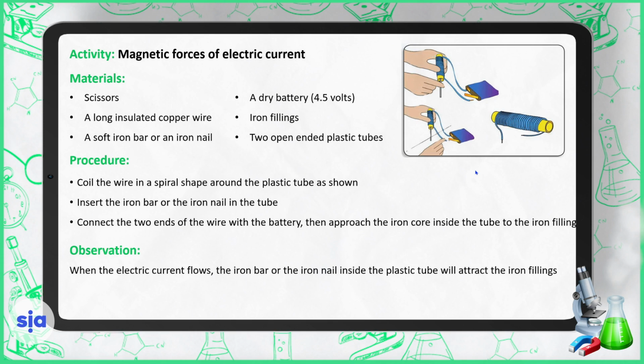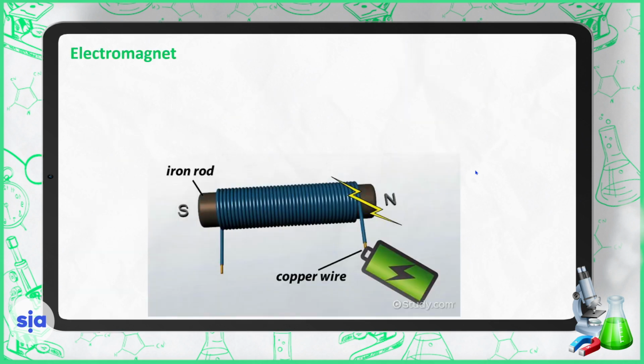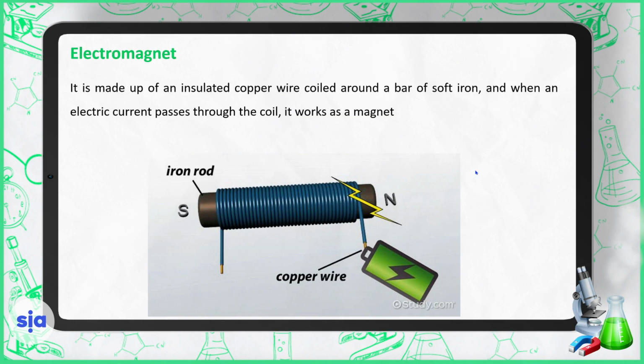When the electric current flows, the iron bar or the iron nail inside the plastic tube will attract the iron filings. And by this, we can prove that electric current has a magnetic effect. This is an electromagnet. It's made of an insulated copper wire coiled around a bar of soft iron. And when an electric current passes through the coil, it works as a magnet.